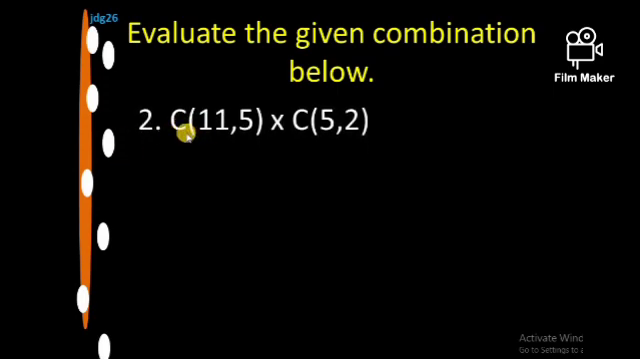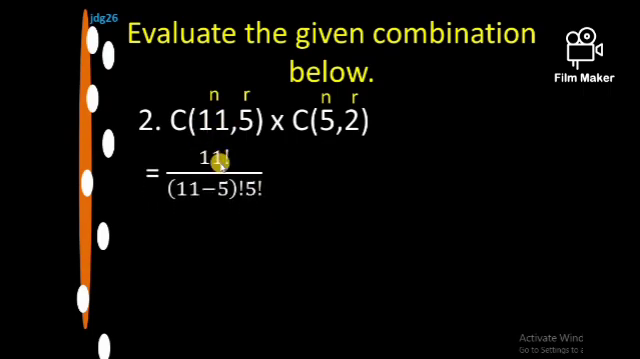Number 2, combination of 11 taken 5 at a time times combination of 5 taken 2 at a time. So, dalawang combination siya. Unahin natin yung first combination, 11 taken 5. Ang N ay 11, ang R ay 5. Sa pangalawa naman, ang N ay 5 at ang R ay 2. Now, let us substitute to the formula.